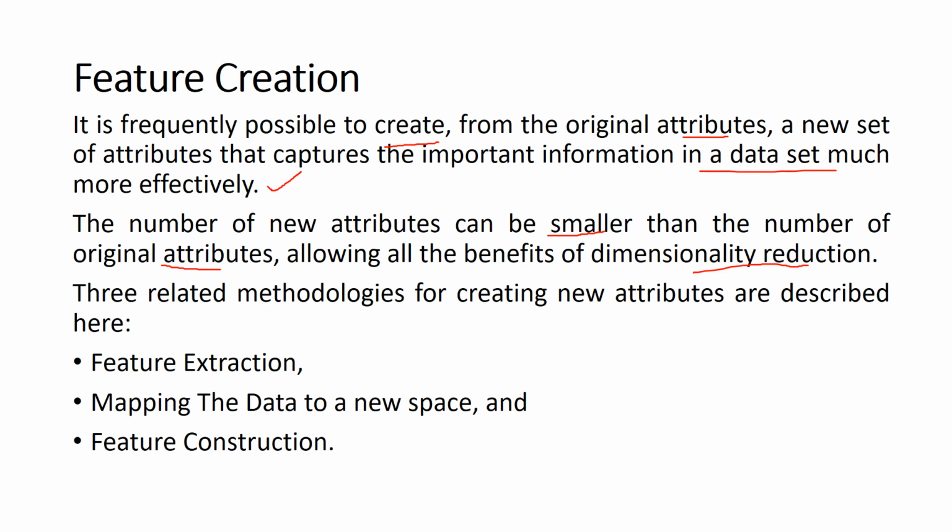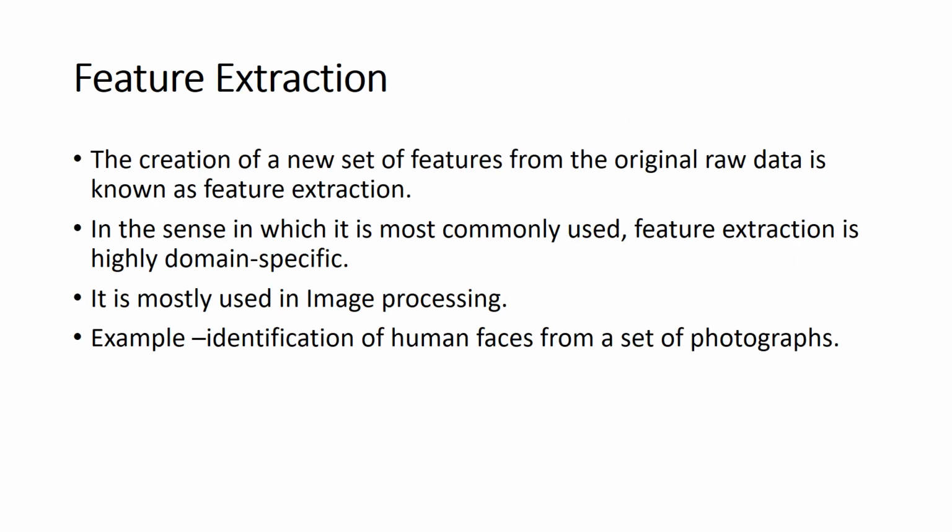In fact, there are three related methods for creating new attributes, and we are going to talk about these three here. Feature extraction, mapping the data to a new space, and feature construction. These are the three methodologies that we are going to talk about here as far as feature creation is concerned. So let us start with feature extraction. The creation of a new set of features from the original data is what is known as feature extraction.